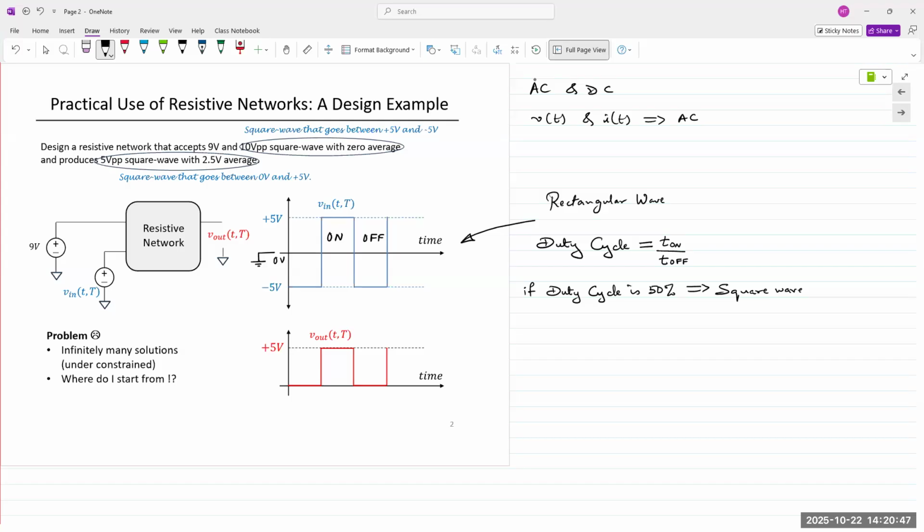Yes. T on over T total. Ratio of. You're right. I'm so used to some things that we never stop to think about it. But the question being asked is, wouldn't it be T on over T total? And the answer is yes, it is. T on to T total. Essentially, if the on time and the off time are equal, it's a 50% duty cycle. So T on over T total.